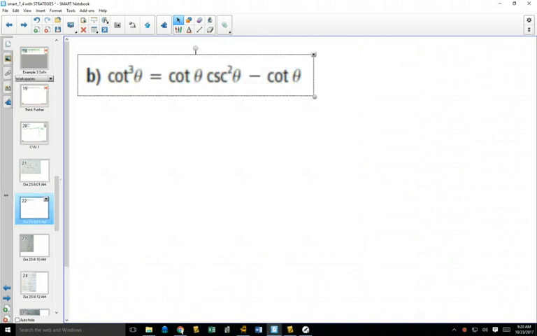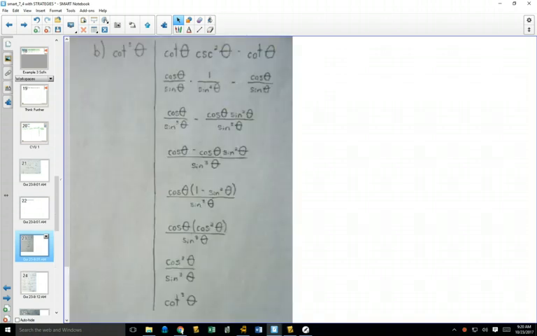Part B, cotangent cubed. Whoa. So first of all, maybe you got far enough to get to some with cubes, but probably haven't seen cubes before. Now these first two proofs that I'm going to show you are people choosing to change things to sine and cos. It works. It just is a little bit harder. So here, cotangent, cos over sine, cosecant, 1 over sine squared, cotangent, cos over sine. Get a common denominator. The common denominator will be sine cubed.